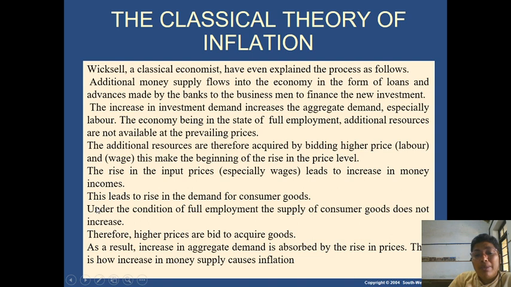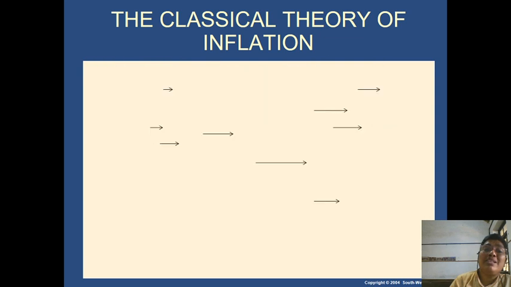It can also happen the other way, as I have told: the cost of production increases, so prices of goods and services increase, but at the same time production cannot be increased, so inflation also increases. Okay, students, so this is how the classical theory of inflation is explained.